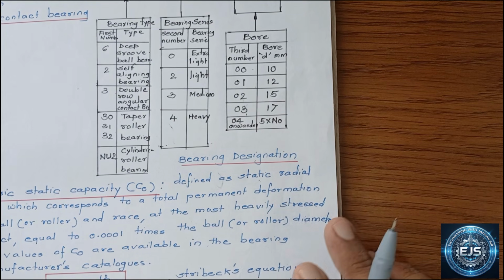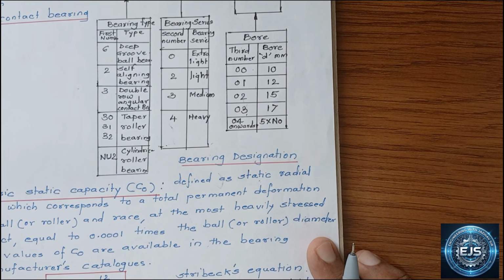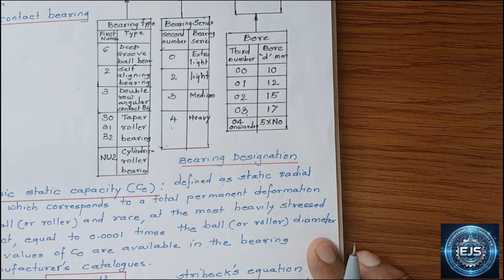So these are the bearing designations. Bearings are designated by 4 digits or 4 numbers, and each number indicates which type of bearing, which type of series, and the last 2 digits indicate the bore diameter or inside diameter of the bearing.